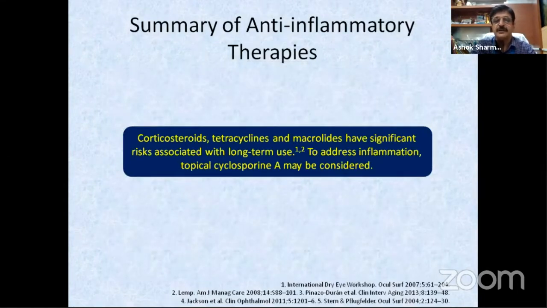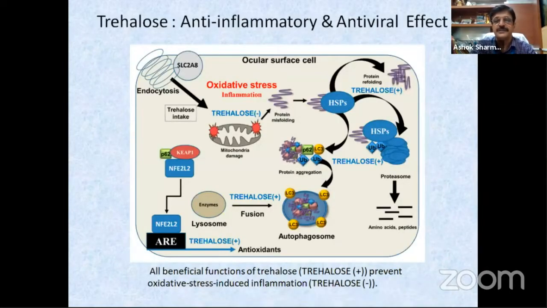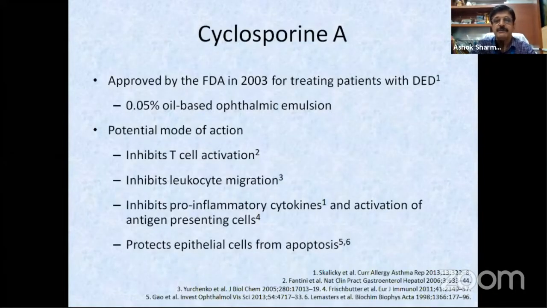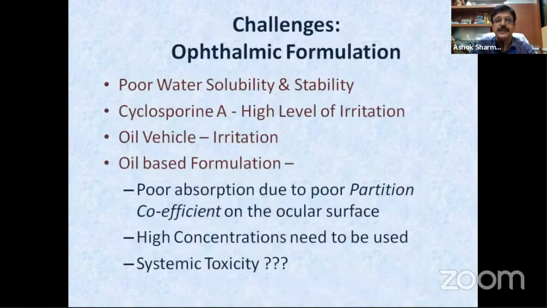But some of these, like corticosteroid and tetracycline, cannot be used for long periods, and probably topical cyclosporine is the one which is useful. Recently, several other molecules are being evaluated. Trehalose has an anti-inflammatory effect and antiviral effect, and that's the reason it has come into talk in COVID-19. Lifitegrast is another drug which has FDA approval and is being used in the USA for treating dry eye. We have more experience using cyclosporine A.